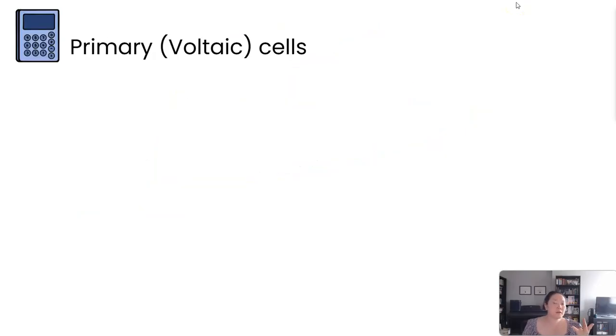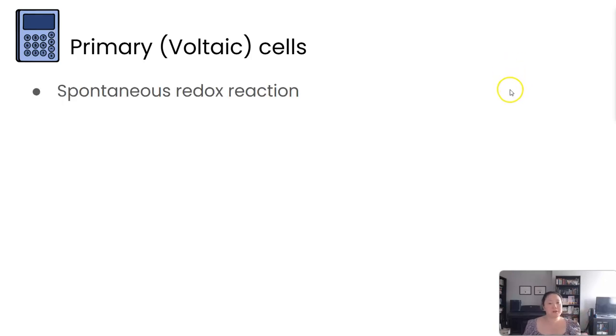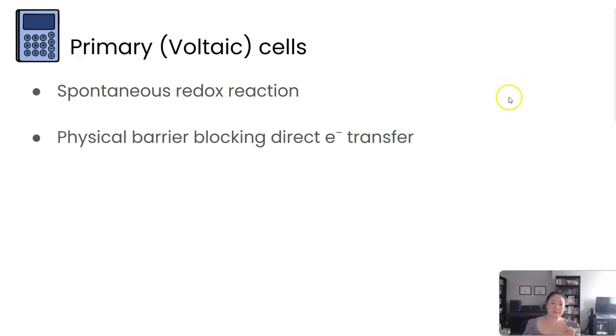So there are many different types of cells that exist. In this particular lesson, we're going to focus on primary cells, also known as voltaic cells, based off of Volta, who is the Western scientist who is known to first come up with the idea or discover how this all works in the Western world. There are several must-haves that a primary cell has to have to be a primary cell. The first thing is that the redox reaction has to be spontaneous.